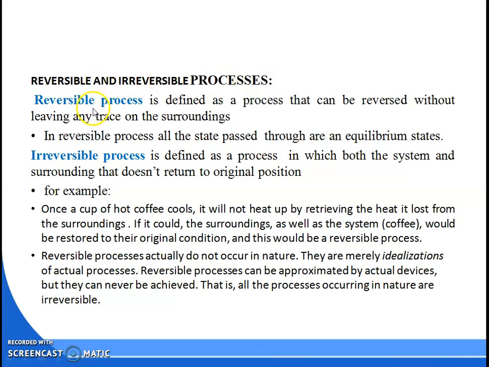What is a reversible process? It is defined as the process that can be reversed without leaving any trace on the surroundings. In a reversible process, all the states pass through equilibrium. So I am giving you an example. What does this definition mean?